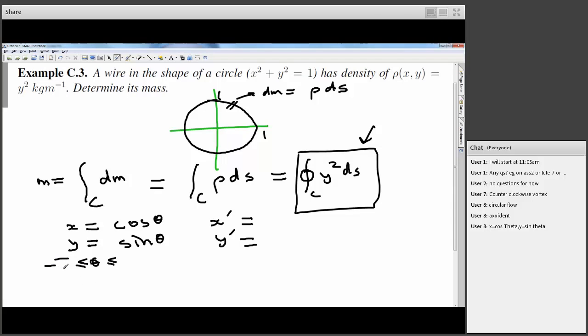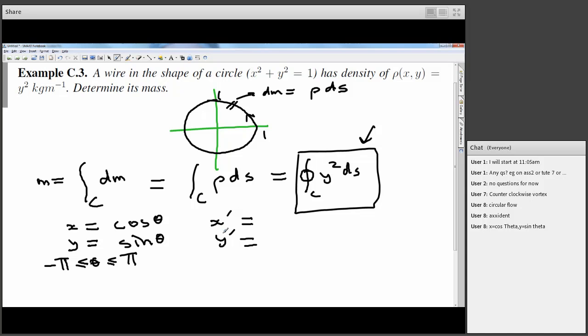It's got to be around the full circle, right? So I would like to make it minus pi to pi. That would go all the way around. You could go from 0 to 2 pi. That would also work. But I like this one for it. I'll show you why in a second.